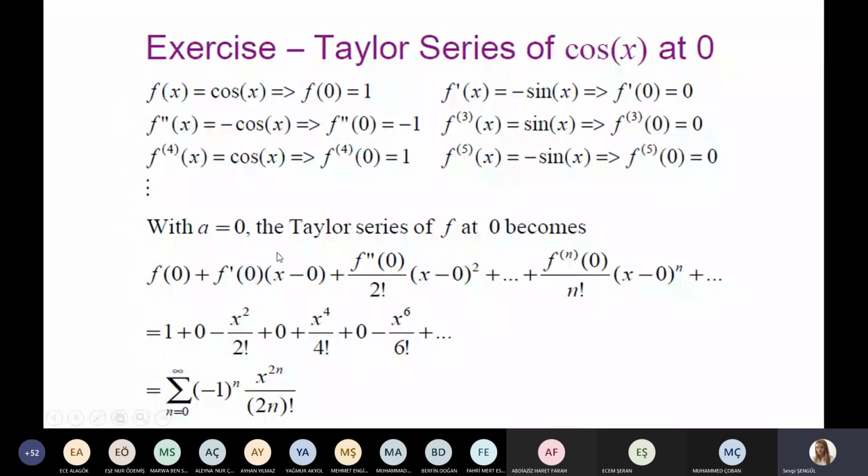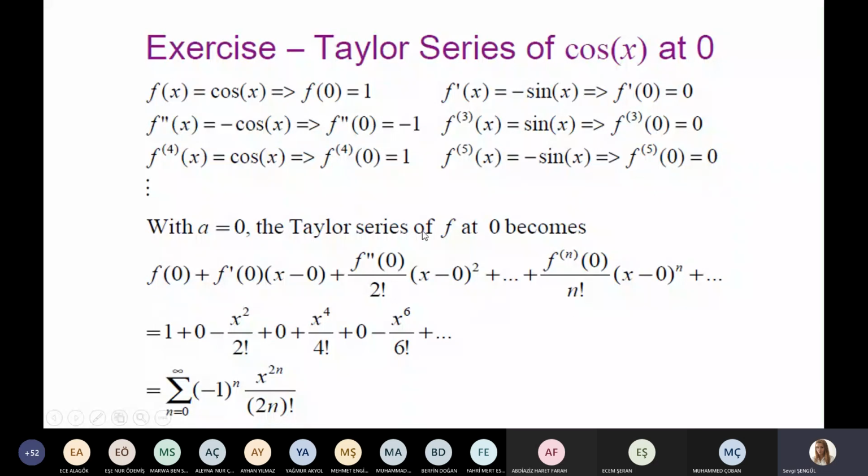Or cosine at 0. The first derivative of cosine is minus sine, second derivative minus cosine, then sine. So the sign will be always positive, negative, negative, positive, positive, negative, negative. It will be like that. And at 0, the values of cosine will be always 1, and the sine will be always 0.